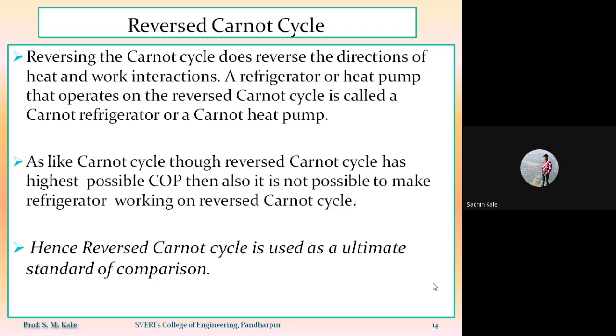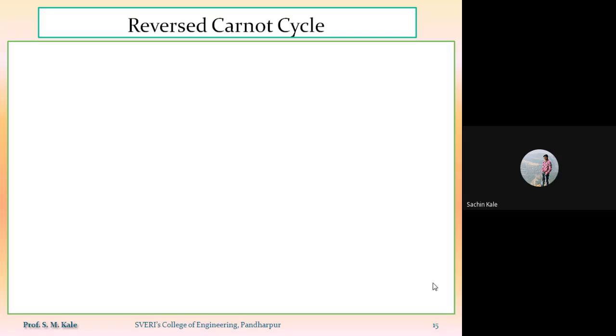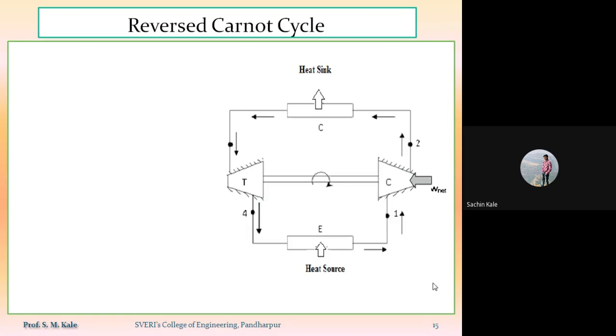Now, whatever reverse Carnot cycle there is, it consists of 4 processes. Out of that, first process, so here you can see the schematic diagram. So here this is the compressor. The reverse Carnot cycle I am showing to you uses air as a refrigerant. So this is the first compressor.